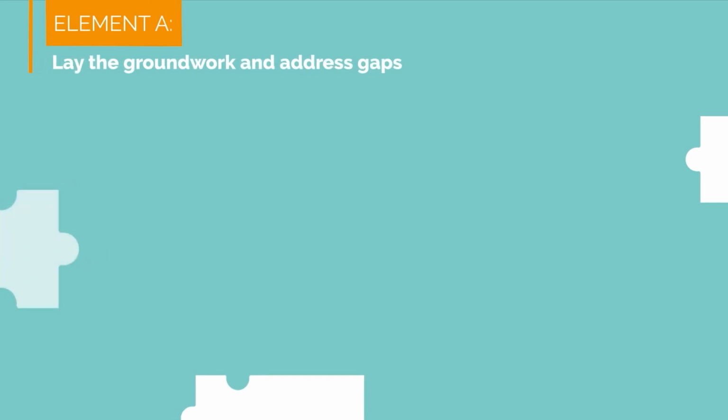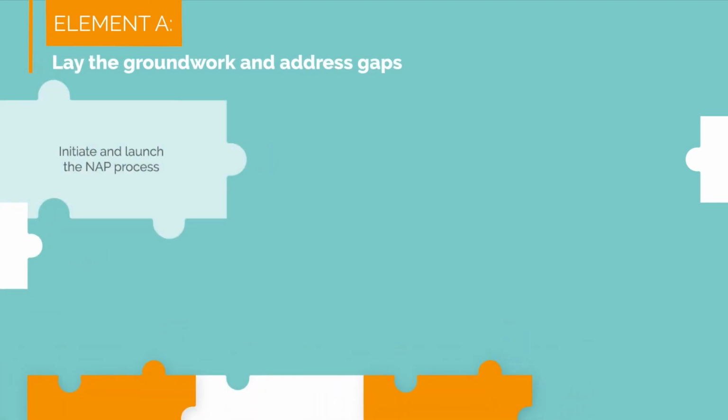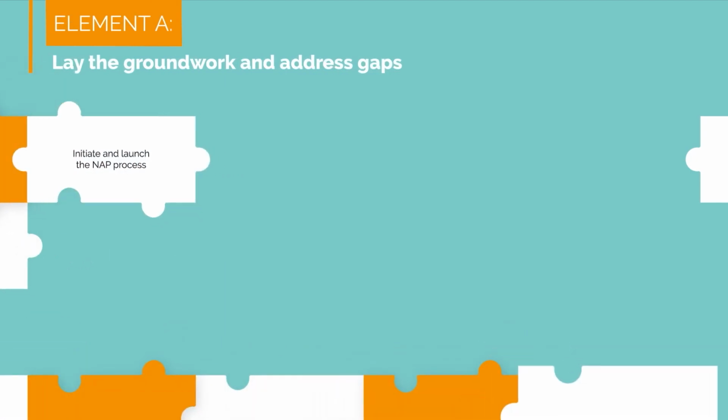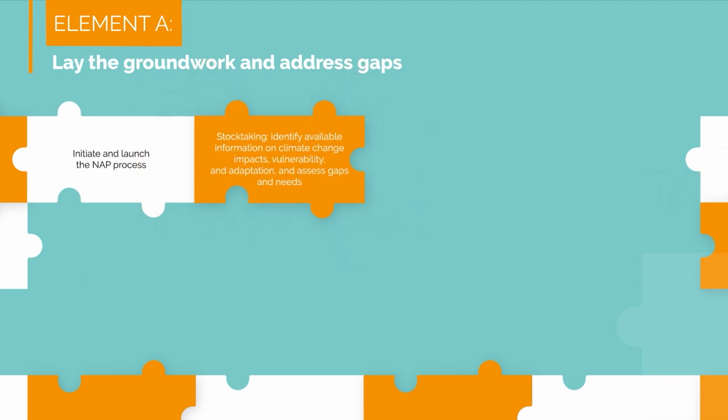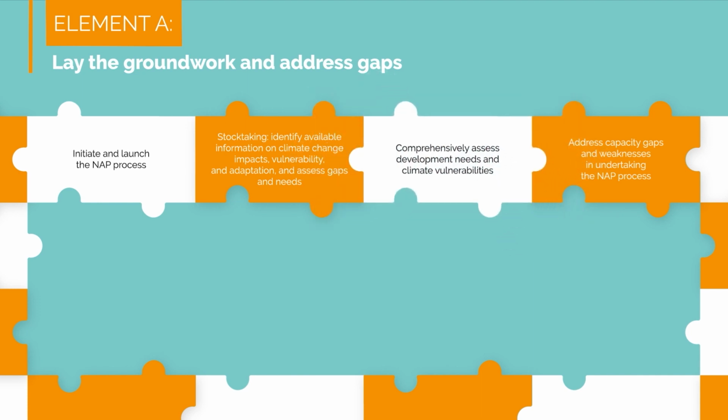The proposed steps in Element A are: 1. Initiate and launch the NAP process. 2. Stock taking. Identify available information on climate change impacts, vulnerability, and adaptation, and assess gaps and needs. 3. Address capacity gaps and weaknesses in undertaking the NAP process. 4. Comprehensively assess development needs and climate vulnerabilities. Now let's look at how the S8 downscaler will support Element A.